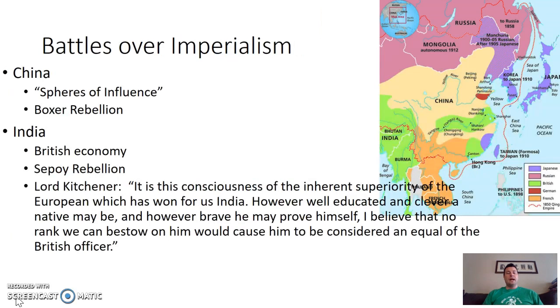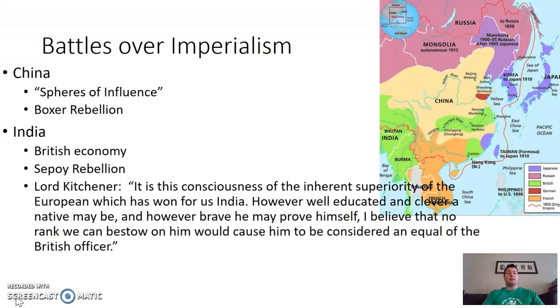There are going to be battles over imperialism. Here's a nice little map of Asia to help us with that. In China, we call them spheres of influence. That term pops up here, where basically, to boil it down very, very simply, you have exclusive trading rights within different regions of China. That eventually leads to the Boxer Rebellion.